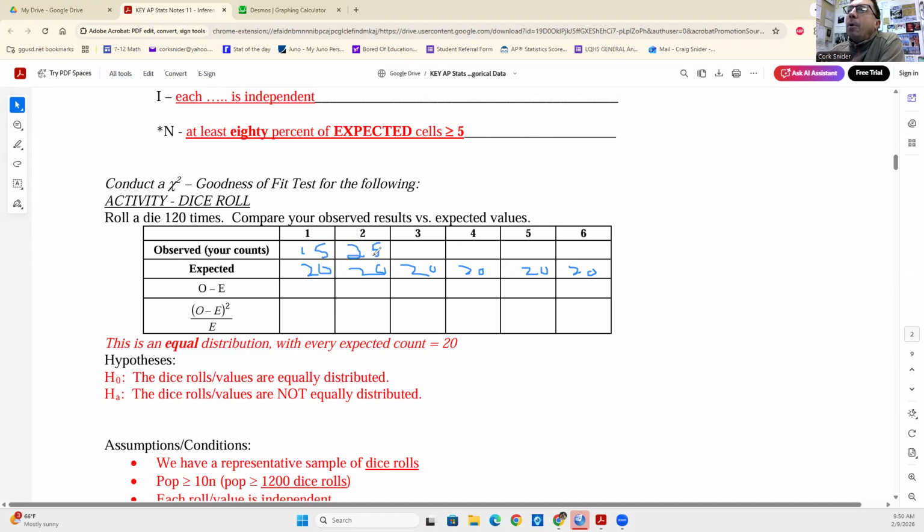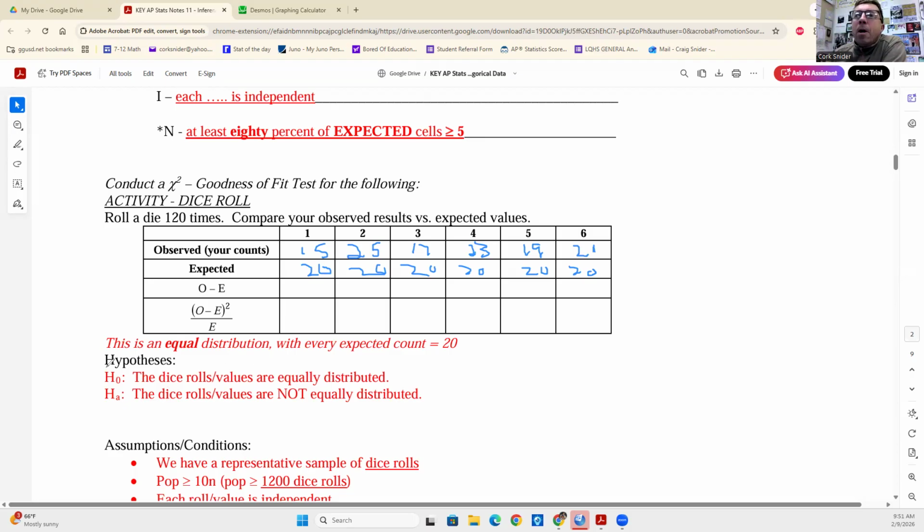I'm going to make this real simple. Let's say I got 17 here and I got 23 here. And then I got, I don't know, 19 here and 21 here. Okay. So this adds to 120. And of course, the expected does. Now, the O minus E squared divided by E, I could do this all by hand. There's no question I could. Let's go through the process.